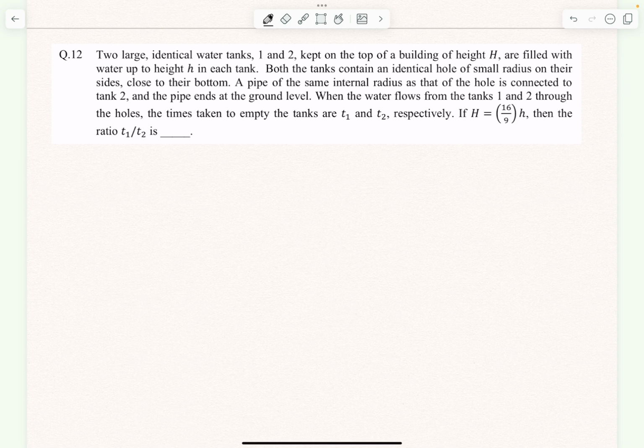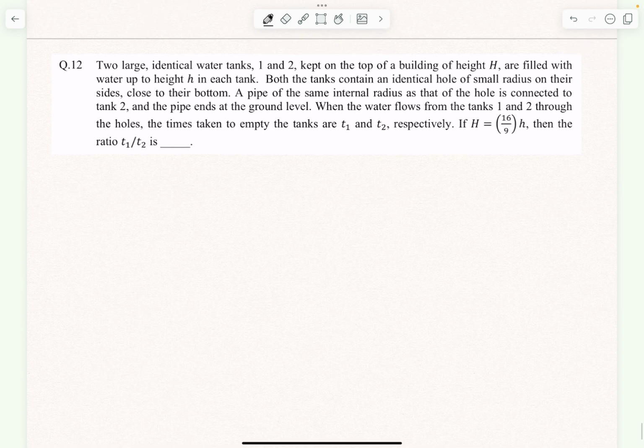Okay guys, so in this question we have two large identical water tanks, 1 and 2, and they're kept on top of a building of height h, and they're filled with water up to height h in each tank. Both the tanks contain an identical hole of small radius on the sides close to their bottom. A pipe of the same internal radius as that of the hole is connected to tank 2, and the pipe ends at the ground level.